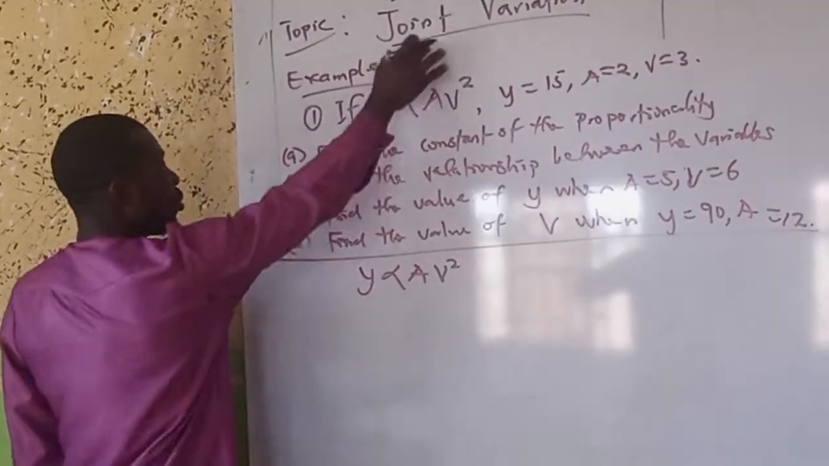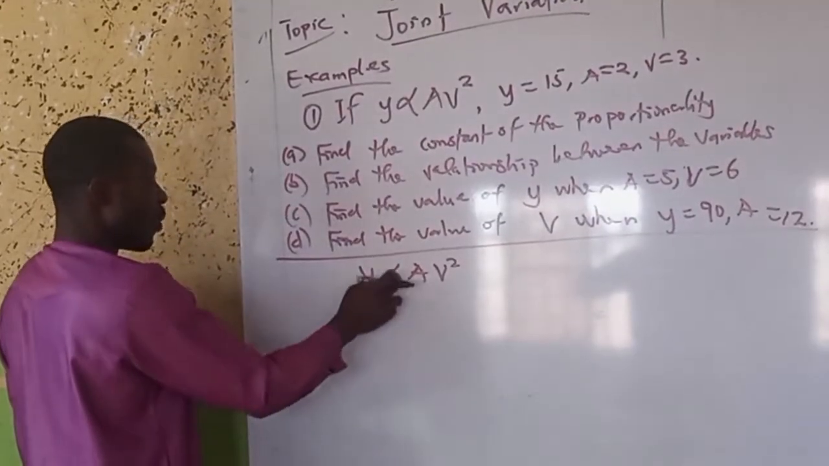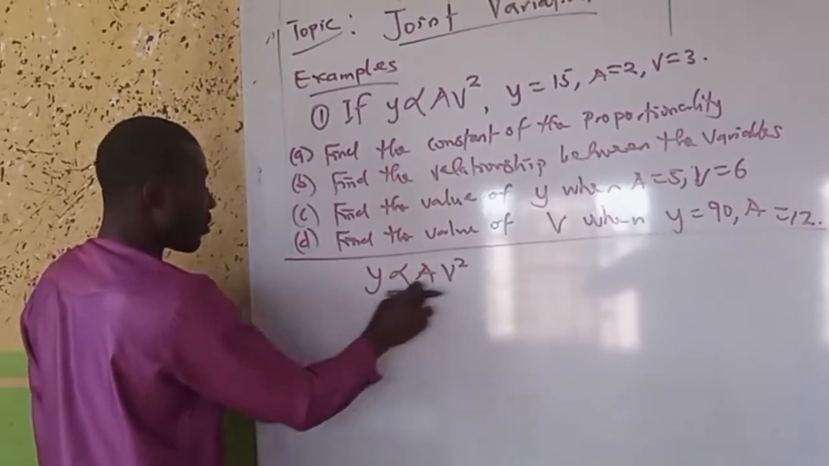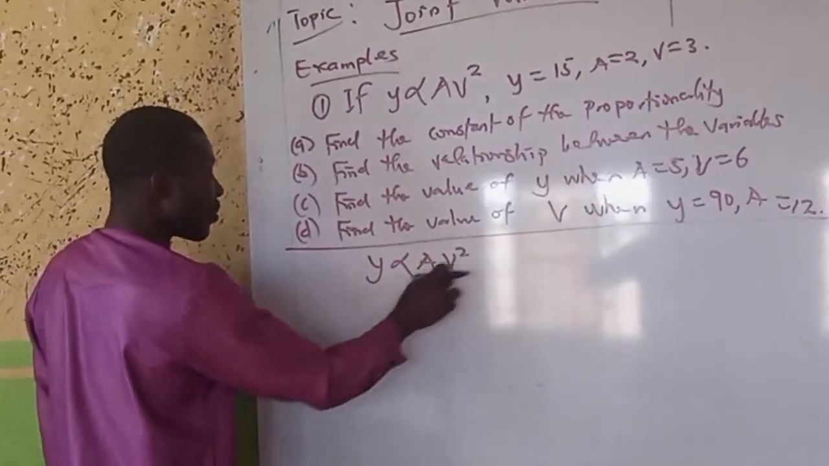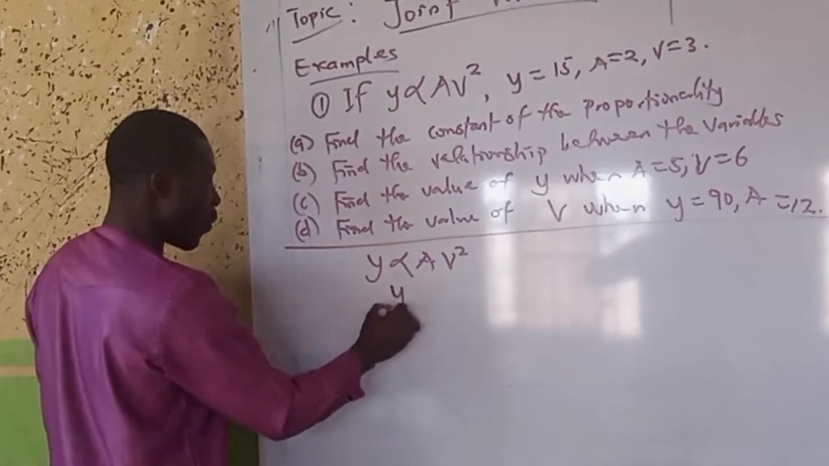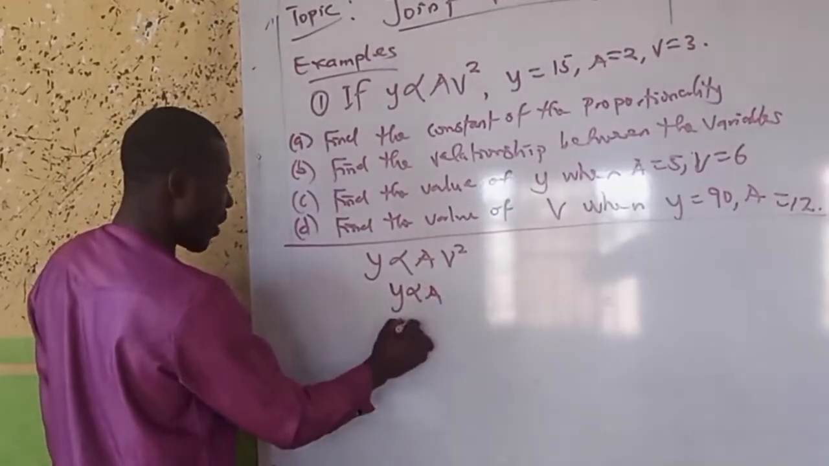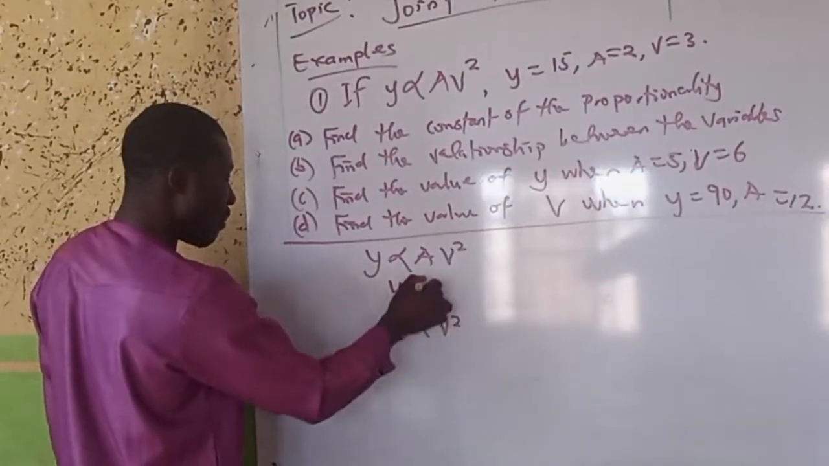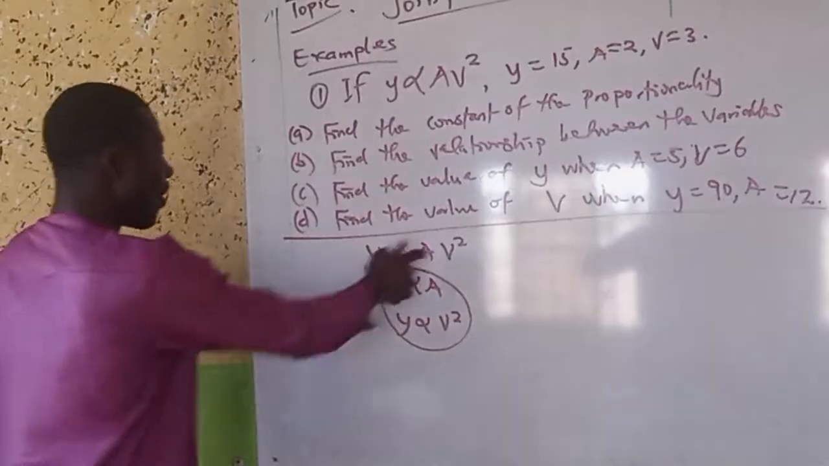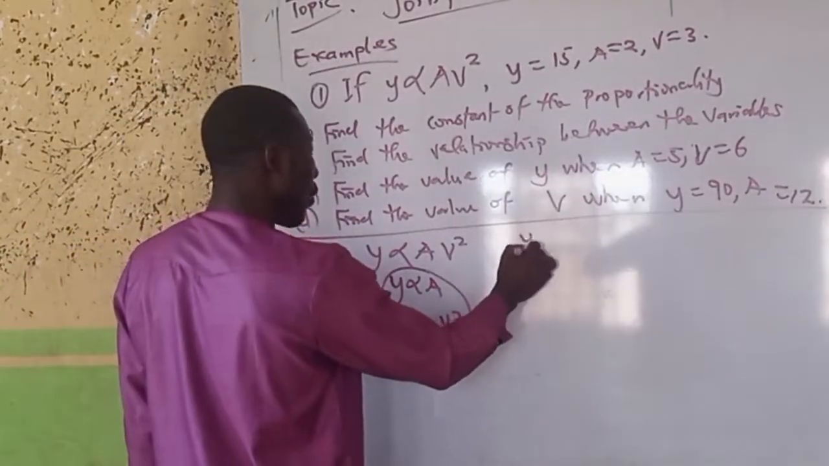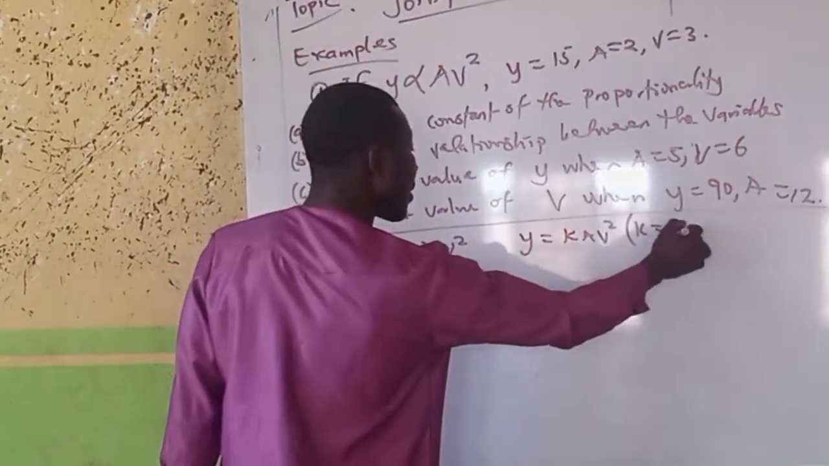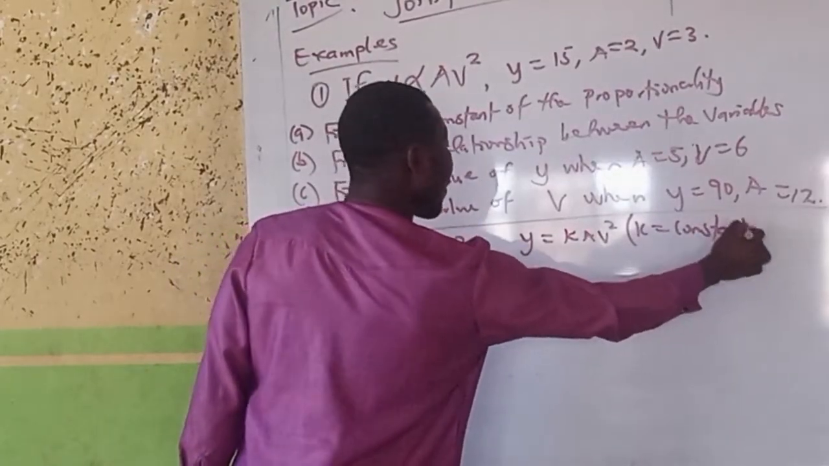Like what I said last time, in joint variation we have two direct variations here. y varies as a, as well as y varies as v squared. Combine these two together, and that gives us y equals k a v squared, where k is the constant.